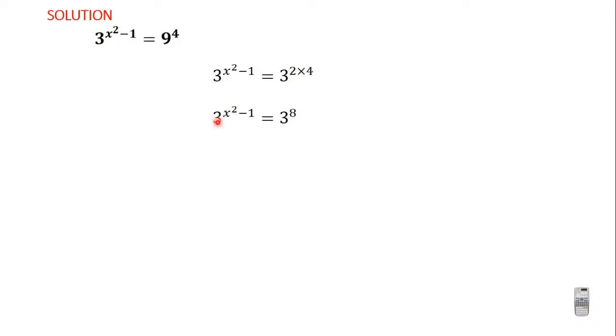Now, the base on the left hand side is 3. The base on the right hand side is also 3. So we can equate the exponents. The exponent on the left hand side is x squared minus 1. The exponent on the right hand side is 8. So x squared minus 1 is equal to 8. If I bring 8 from the right hand side to the left hand side, you have x squared minus 1 minus 8 is equal to 0. This will give us x squared minus 9 is equal to 0.